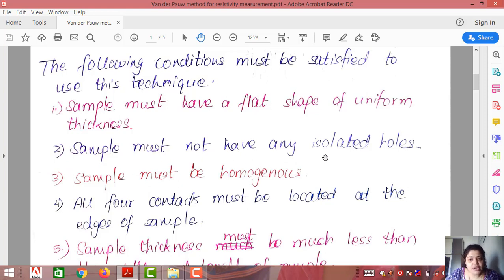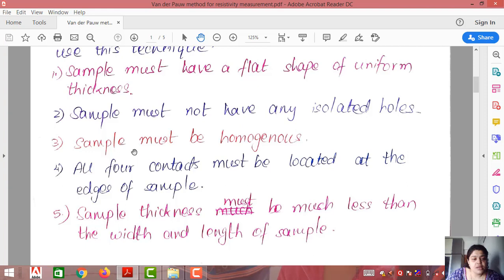The sample must not have any isolated holes. Any internal structural defects should not be present in your sample. It must be homogeneous. What do you mean by the word homogeneous? The constitution should be the same everywhere. I can give you an example of homogeneous: you can consider a sugar solution. Once it is made, you cannot separate the sugar and water content, right? So homogeneous means evenly distributed constitution.